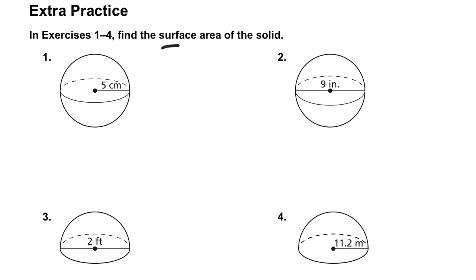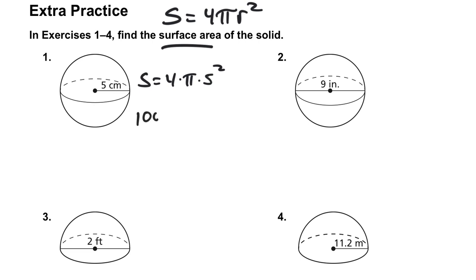So it does say surface area. So a little reminder, surface area equals 4 pi times the radius squared. So on this one, I'm going to say my surface area equals 4 times pi times 5 squared. I put that in the calculator. I get 100 pi, which is also the same as roughly 314. We'll call that centimeters squared.